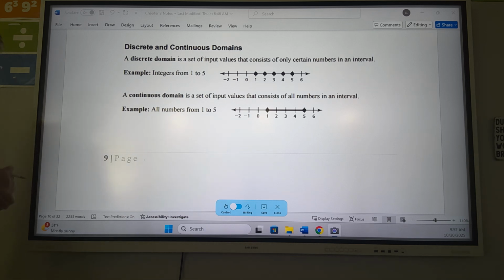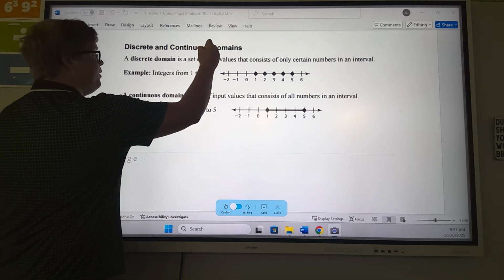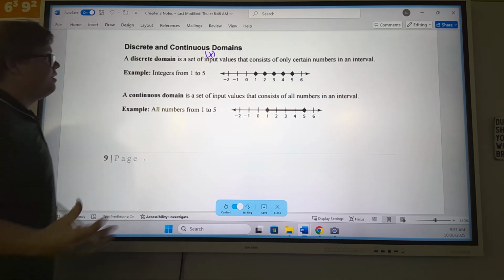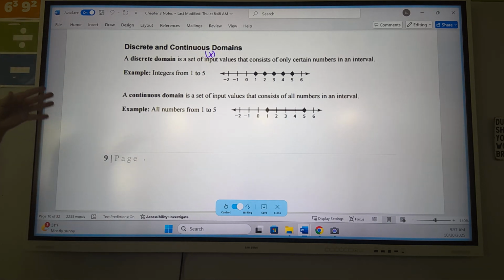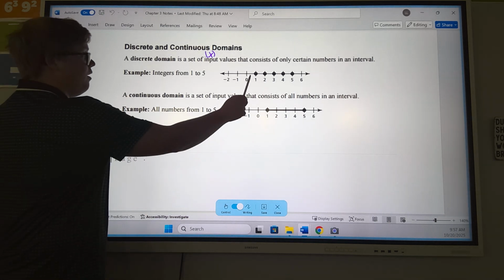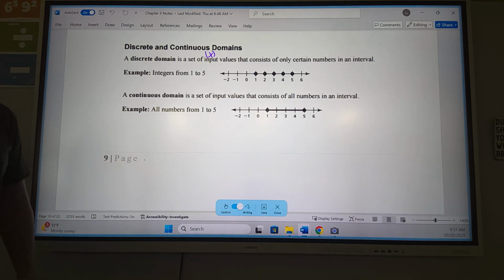Okay, so we're going to talk about how to determine whether a domain is discrete or continuous, and how to graph that discrete or continuous data. The two differences here: a discrete domain is a set of input values, which, again, input is always x, or the x-axis anyway, that consists only of certain numbers in an interval, like integers 1 to 5. So in this situation, we have 1, 2, 3, 4, 5. We do not have anything in between. We are not representing anything in between.